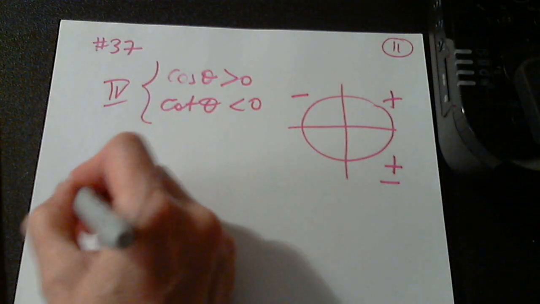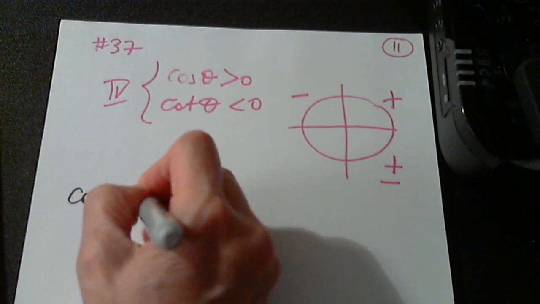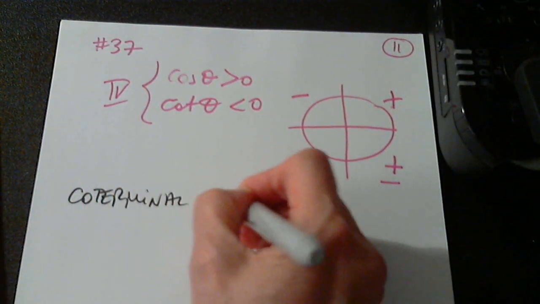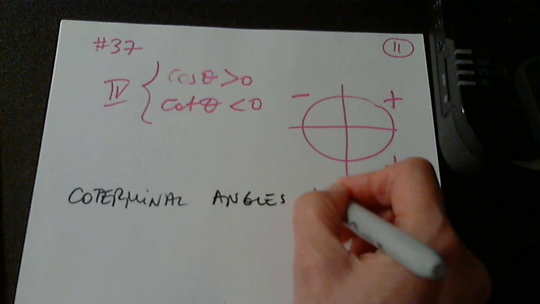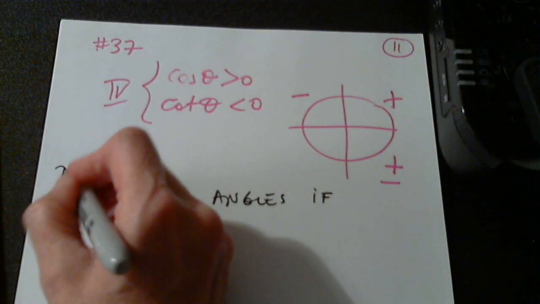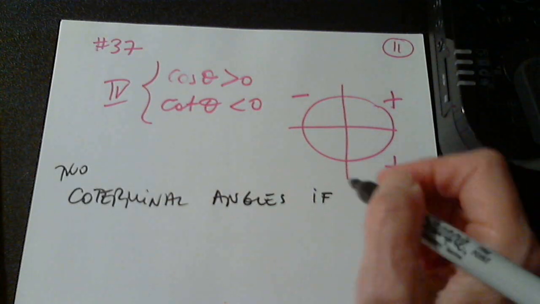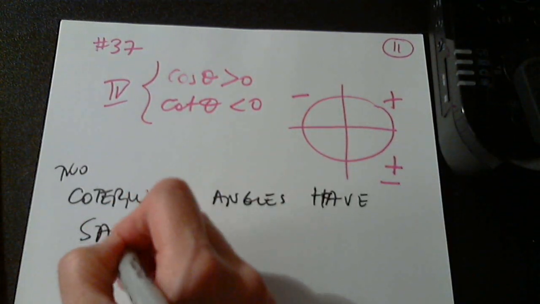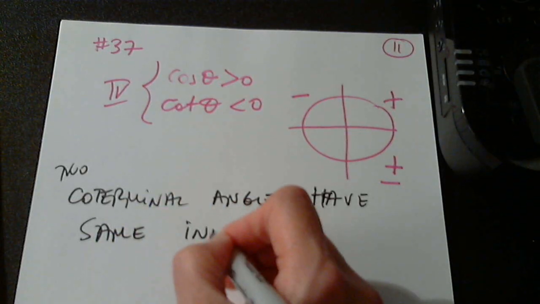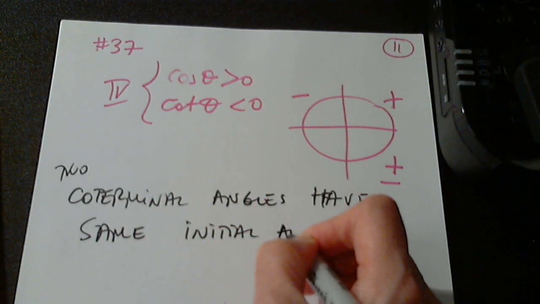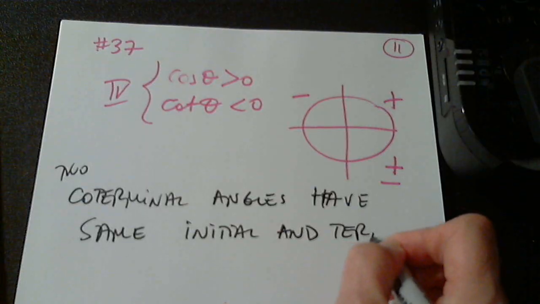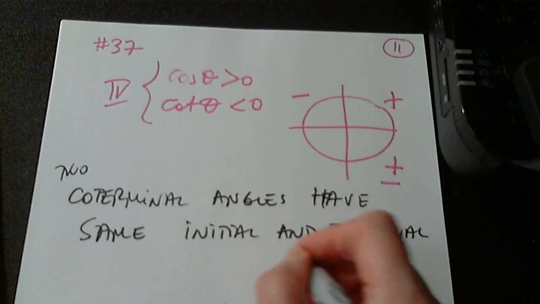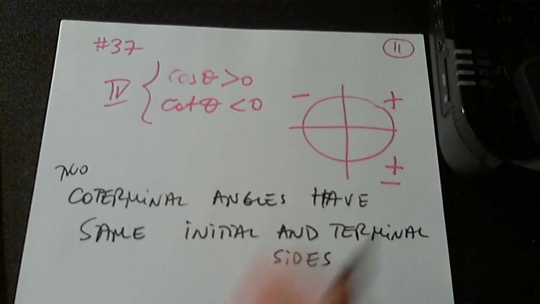Two angles are coterminal if, so two coterminal angles have the same initial and terminal sides.